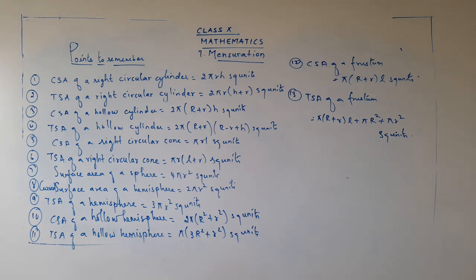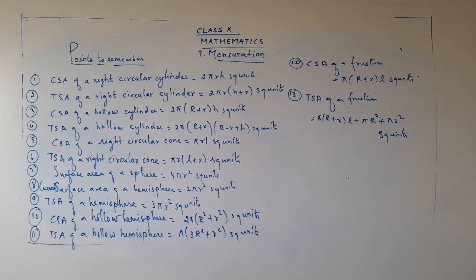What is the CSA of a right circular cylinder? 2 pi r h square units. The total surface area of a right circular cylinder is 2 pi r (h plus r) square units. So remember the formula, children. The total surface area of a right circular cylinder is 2 pi r (h plus r) square units.